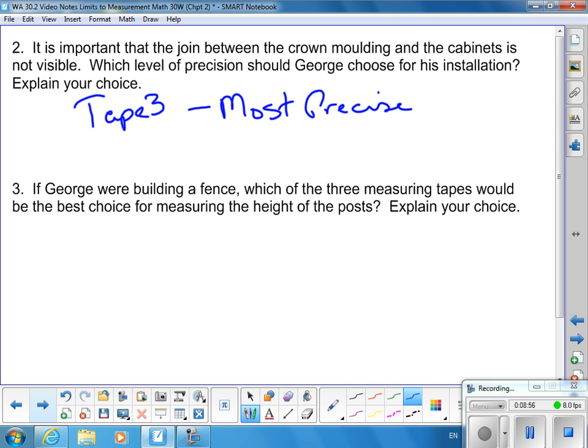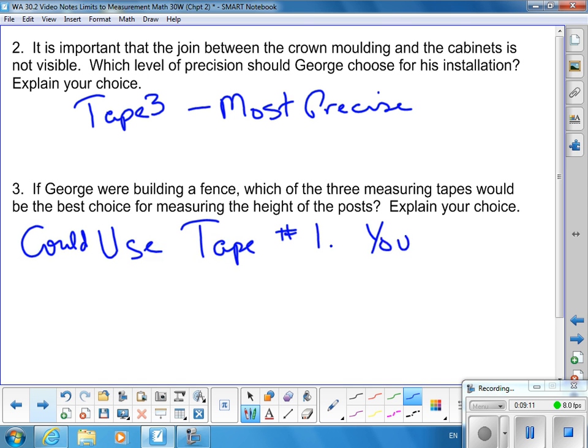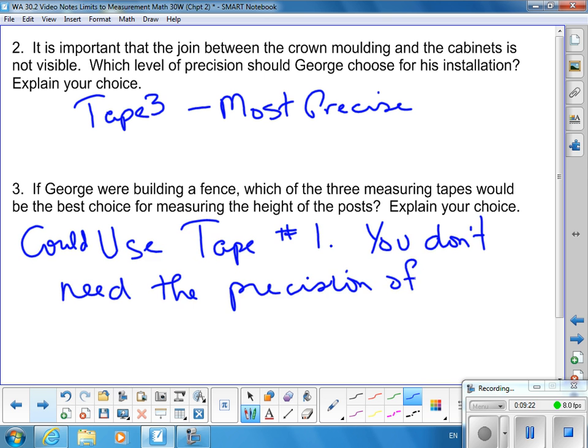If you were building a fence, which of the 3 measuring tapes would be best choice for measuring the height of the fence? You could use any one of them, but you could use tape number 3 or number 1. You don't need the precision of 1 millimeter for a fence post. So in this case, if you're out by a half a centimeter one way or the other, it would not make a big difference to the fence and how your fence looked when it was done.